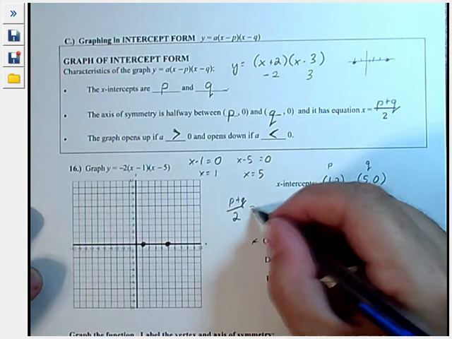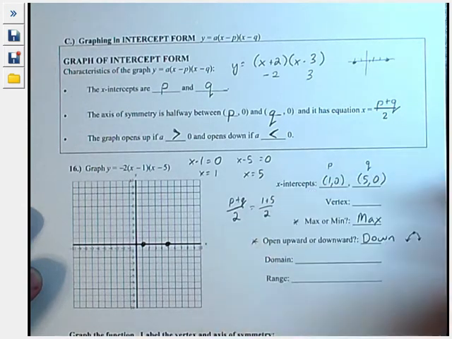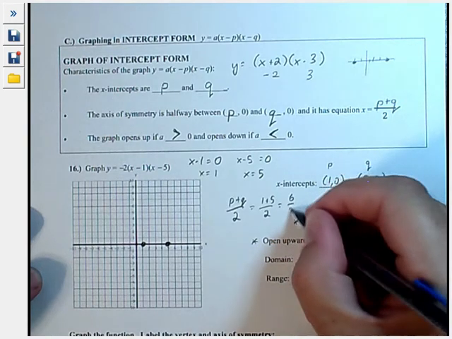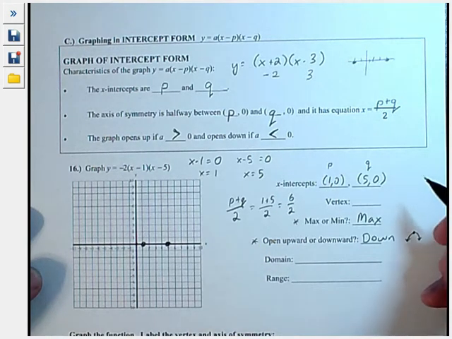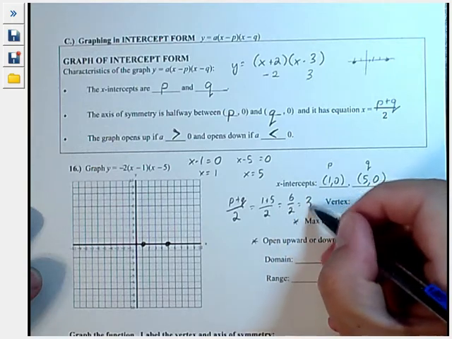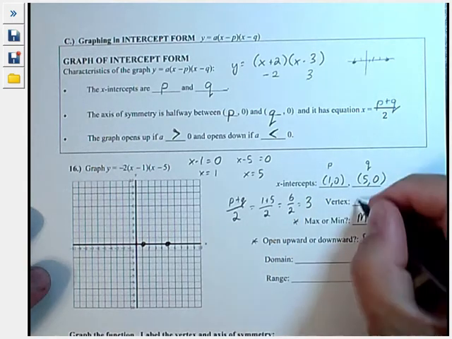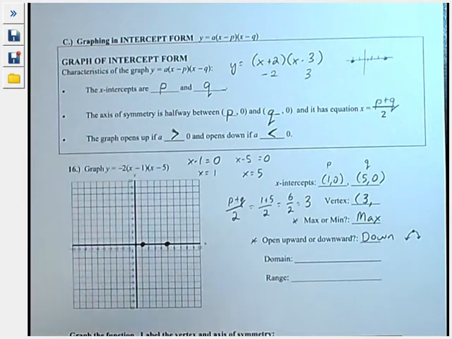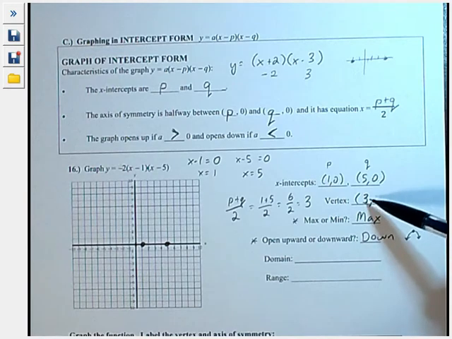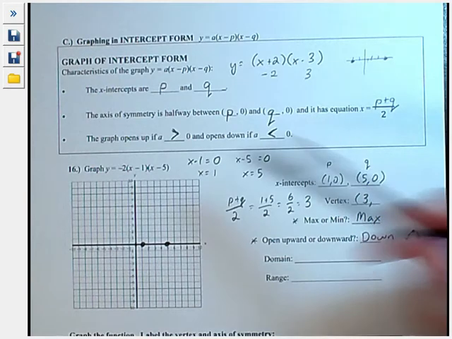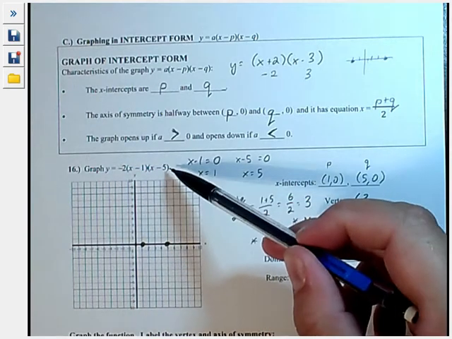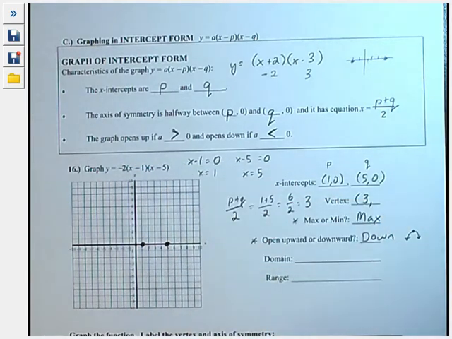1 plus 5 divided by 2. Well, that's 6 divided by 2. And 6 divided by 2 is 3. That tells us that our vertex is at 3 something. Now that we have our x value, we can substitute it here and here, evaluate this side, and that'll give us our y value.